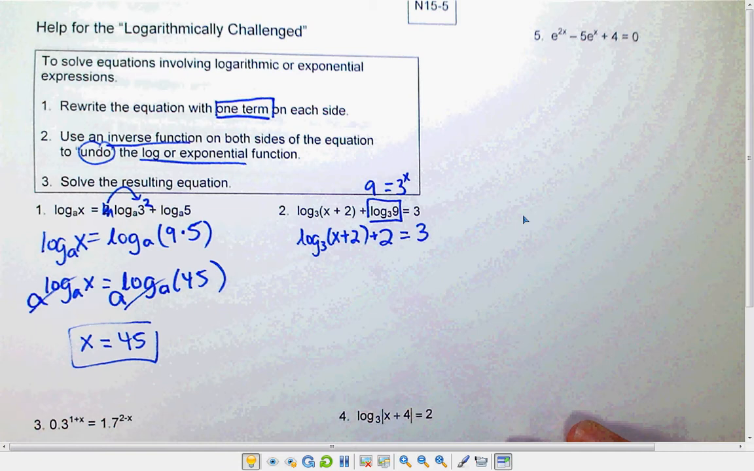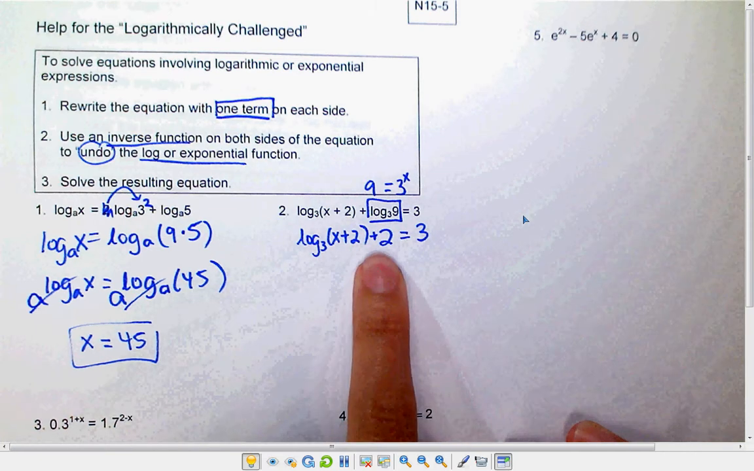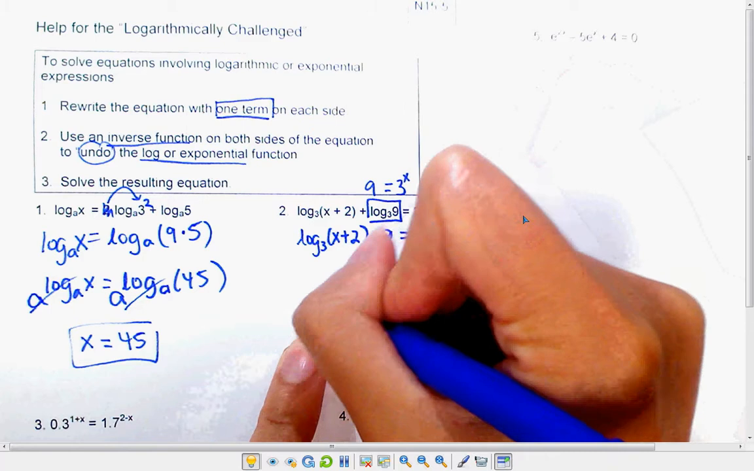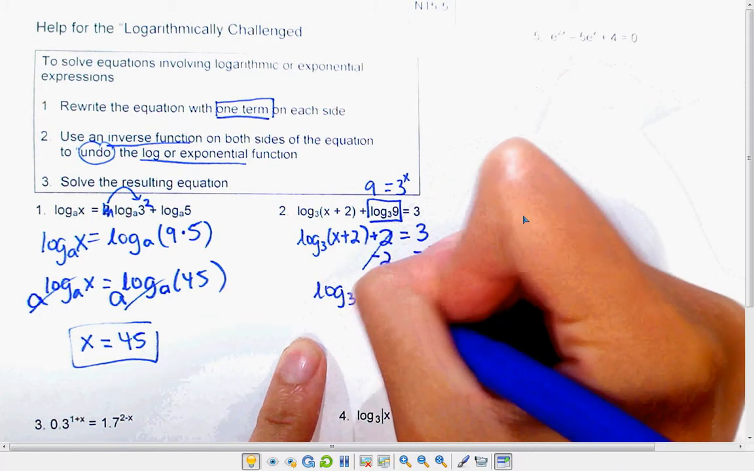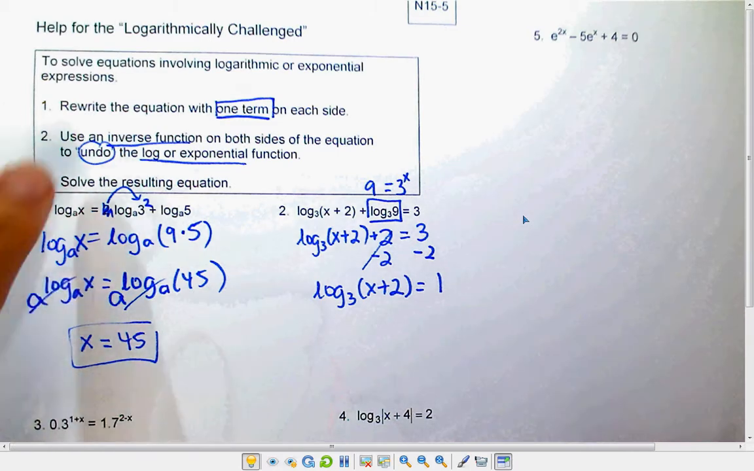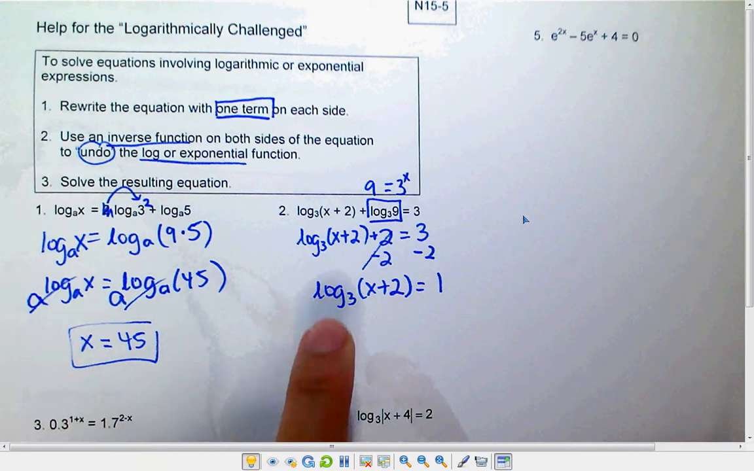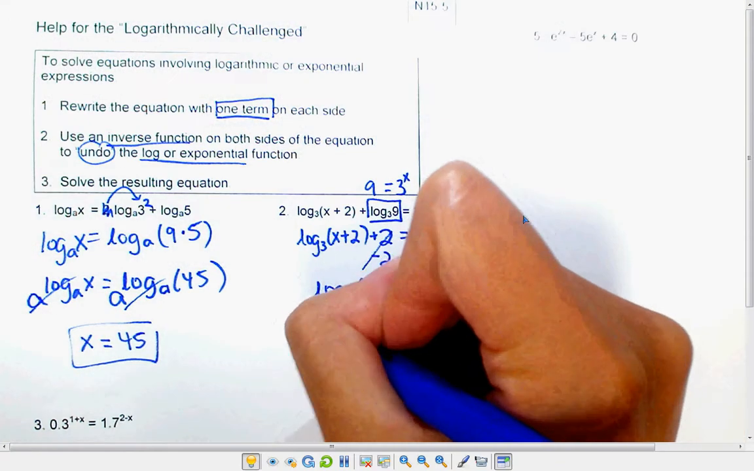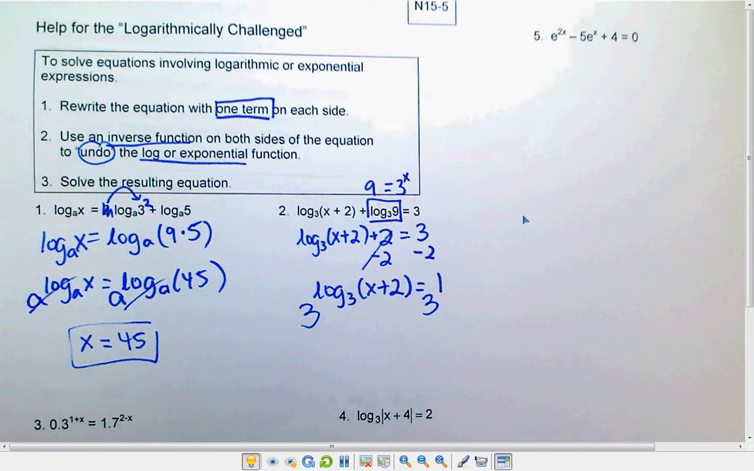Now again, I'm trying to get one term on either side, so I need to get rid of this plus 2. So I'm going to subtract 2. This gives me log base 3 of x plus 2 equals 3 minus 2, which is 1. And now again, I'm going to undo my log. So this is log base 3. To undo this log, I'm going to raise everything, 3 to the power of, both sides.